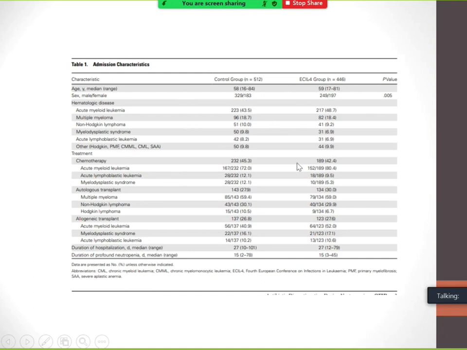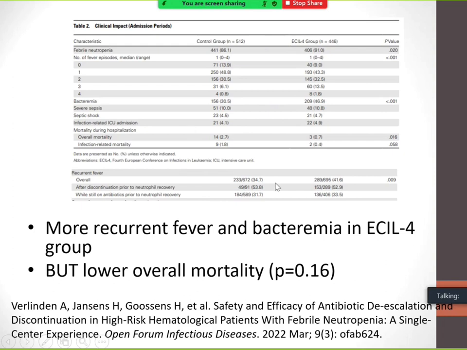This is just kind of the breakdown of patients. They're pretty evenly matched, other than the genders were off between the groups. But in terms of their malignancies, treatments, duration of hospitalizations, and duration of neutropenia, they were pretty evenly matched. The important thing they found, though, was there were more neutropenic fevers and more bacteremias if you de-escalate.